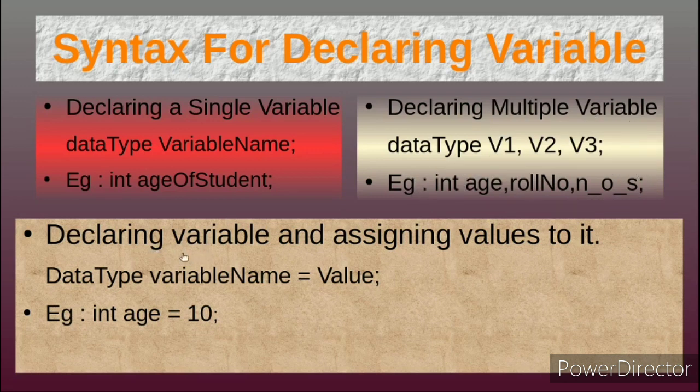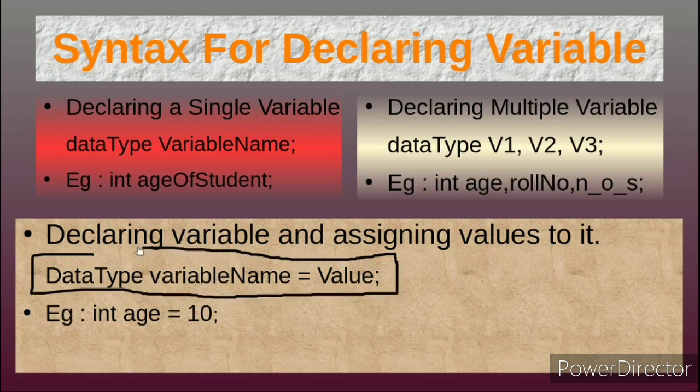The other way of declaring a variable is by declaring the variable and assigning values to it at the same time. This is the syntax where we declare a variable and at the same time assign values to the variable. This is the example whereby we have declared a variable by the name age, which is of integer data type. Since age is a variable which can hold only integers, I have assigned it an integer value. And with this one line of statement, I am declaring a variable as well as assigning a value to the variable.